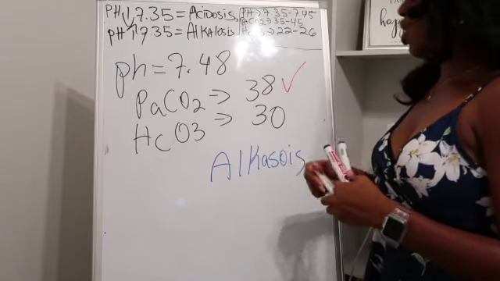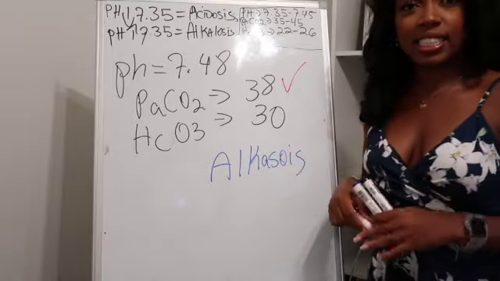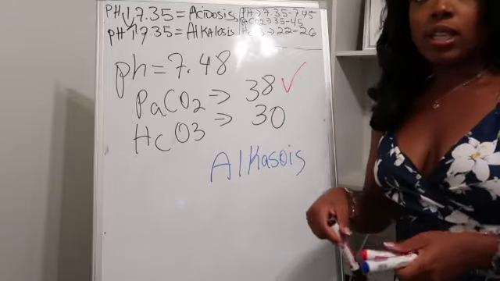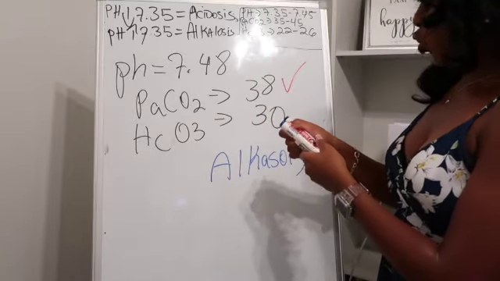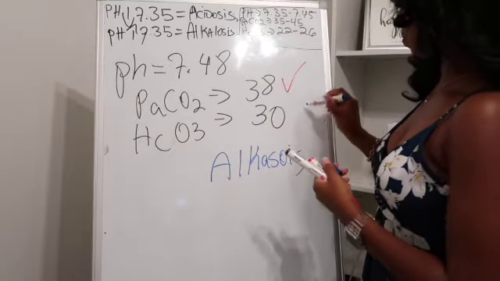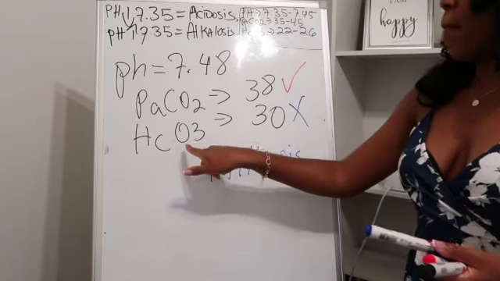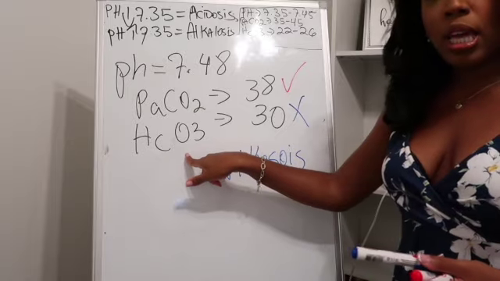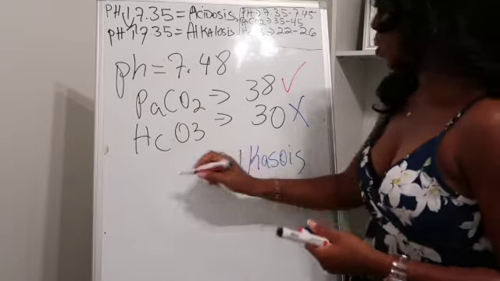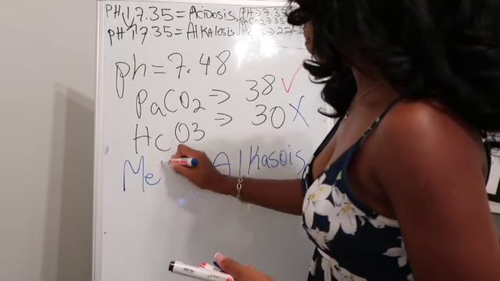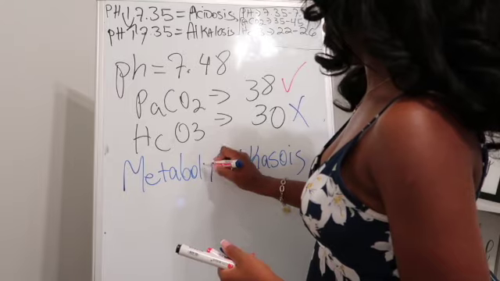Let's look at the HCO3, okay? Normal HCO3 is 22 to 26. That's not normal. That's out of the 22 to 26 range. So this is abnormal, okay? So since the HCO3 is abnormal, we are having a metabolic problem. So this is metabolic alkalosis.